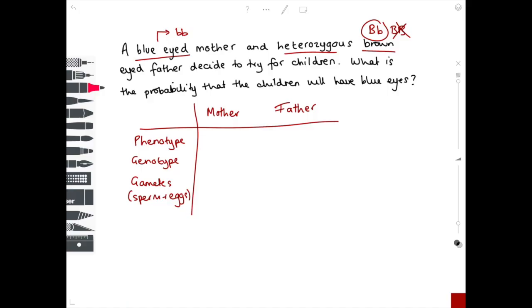So the phenotype, this is the physical appearance. We can see from the description that the mother has blue eyes and the father has brown eyes. The genotype, so these are the alleles that each parent has. I've already written these out, so it's small b, small b, big B, little b. The gametes, just split these up because this is saying what the eggs and sperm will be. So just write out what you wrote on the genotype layer, but put circles around them to show that they're gametes, because here are the sperm and the mothers are eggs.